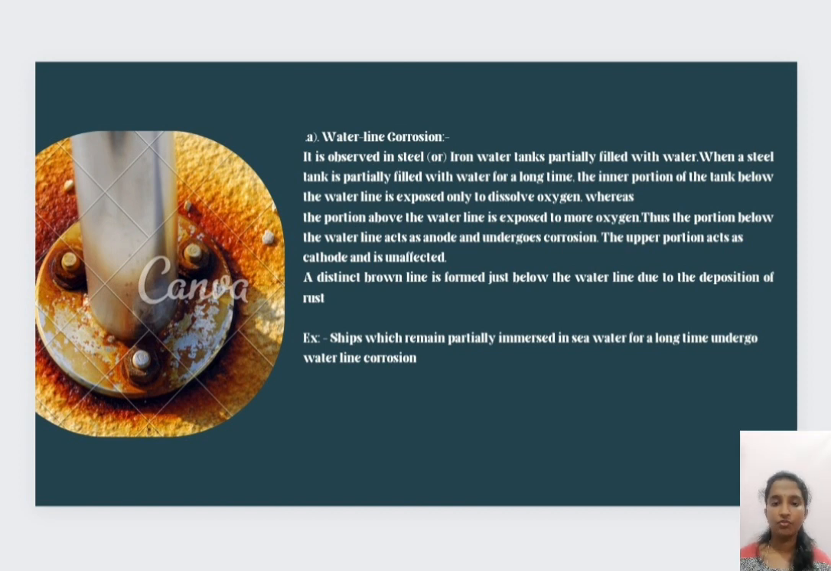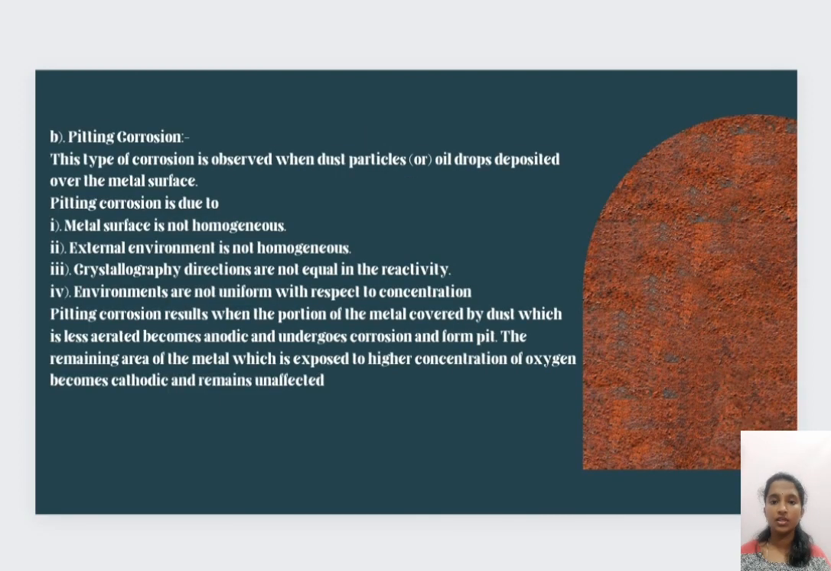One example of waterline corrosion is ships, which remain partially immersed in seawater for a long time and undergo waterline corrosion. Now, the last and the fourth type of corrosion is pitting corrosion.